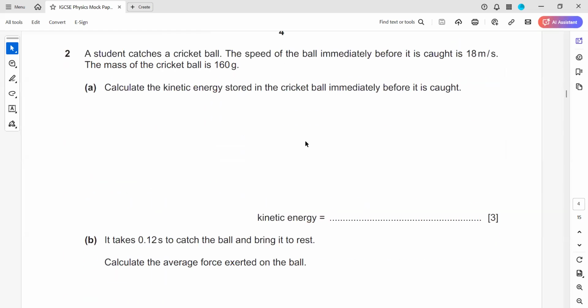The next student catches a cricket ball. The speed of the ball immediately before it was caught was 18 meters per second, and the mass of the ball is 160 gram. The SI unit of the mass is kilogram.